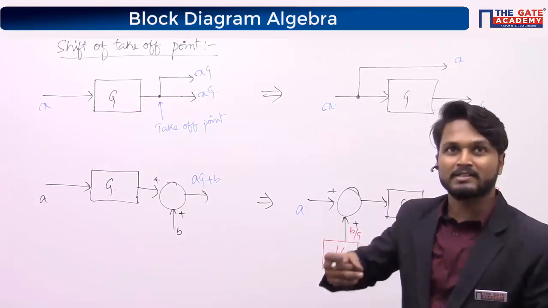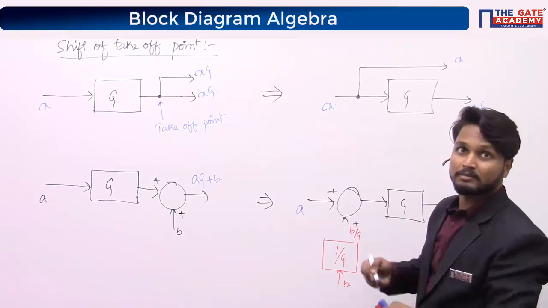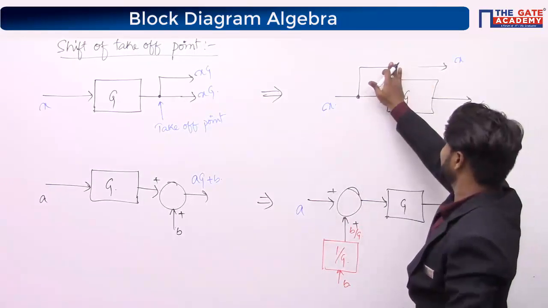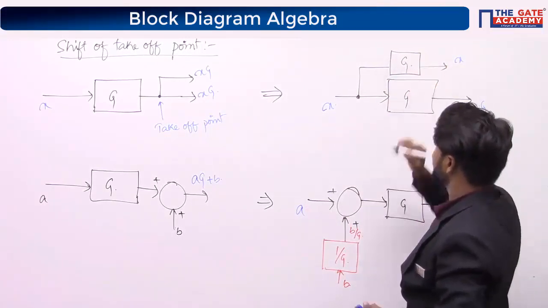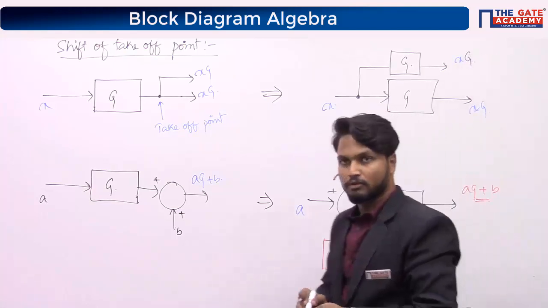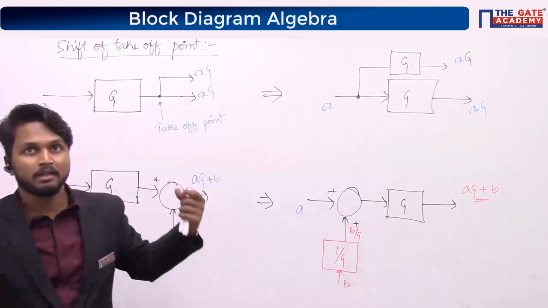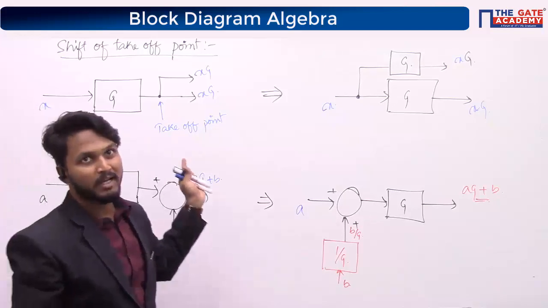So in order to get x times g, what modification should I do in this path? I should just add a block whose gain is g, so that this becomes xg. Yes or no? The same way, let us look at the shift of takeoff point from left to right.